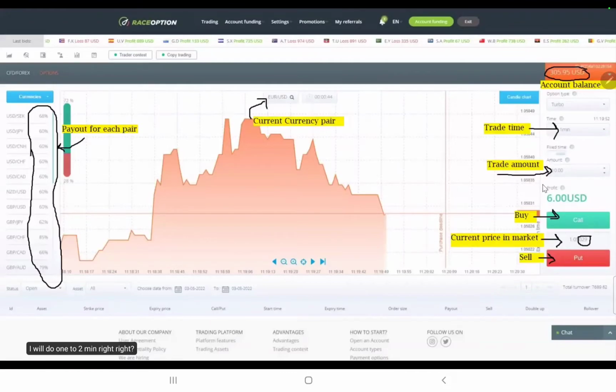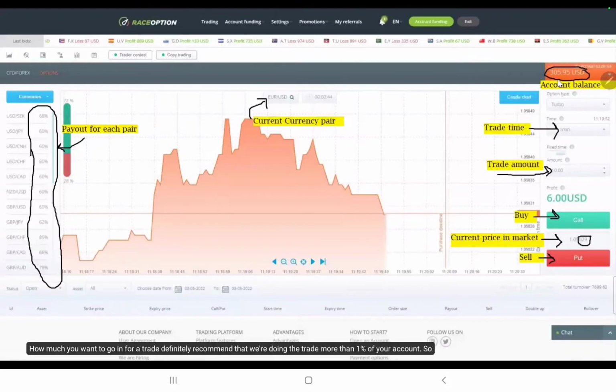All right, right here, this is going to be your trade amount. That's where you enter how much you want to go in for a trade. Definitely recommend never doing a trade more than 1% of your account. So right here, if I were to do that, it'd be a $3 trade. No more than $3. Here would be your profit of what you're making on each trade. And then the green button.